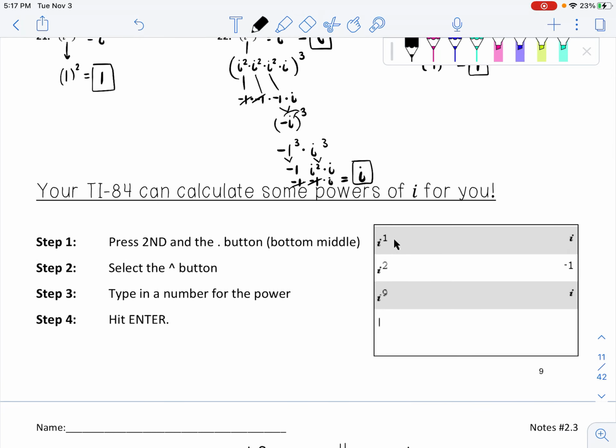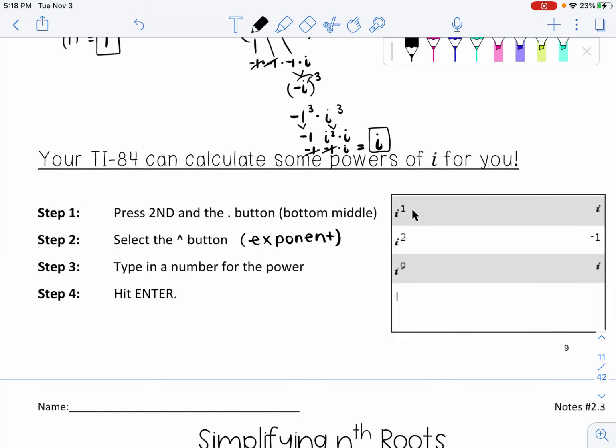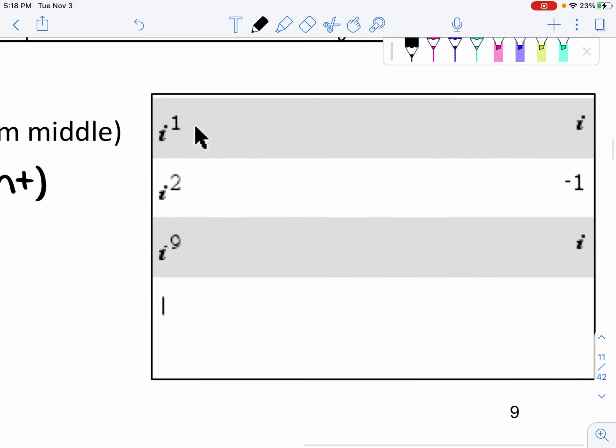And actually, your calculator can do most of these calculations for you. Not all of them, so you do need to memorize that pattern again, but it can do most of them for you. So if you press second and the period button, it's the bottom middle button, and then select the caret button, that's how you get your exponent. And then type in a number for the power, hit enter, and it will give you the answer. So some of these are done for you.